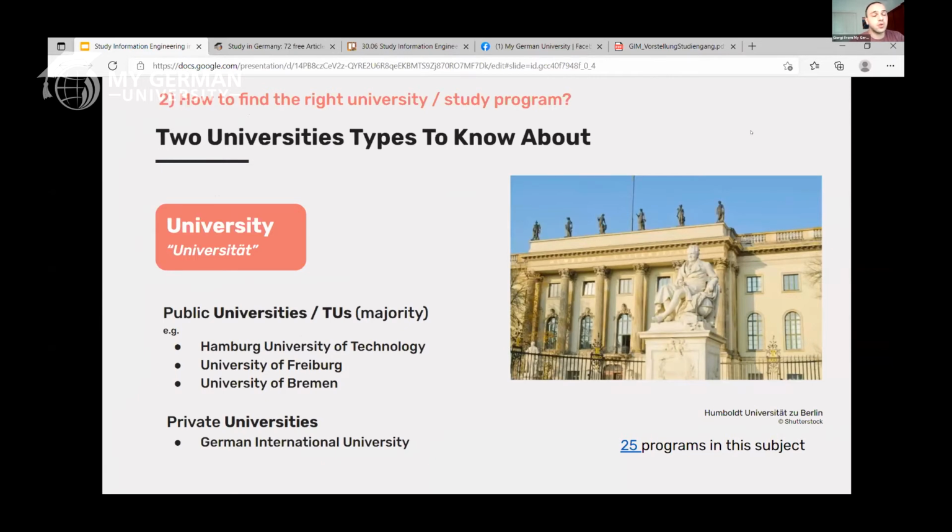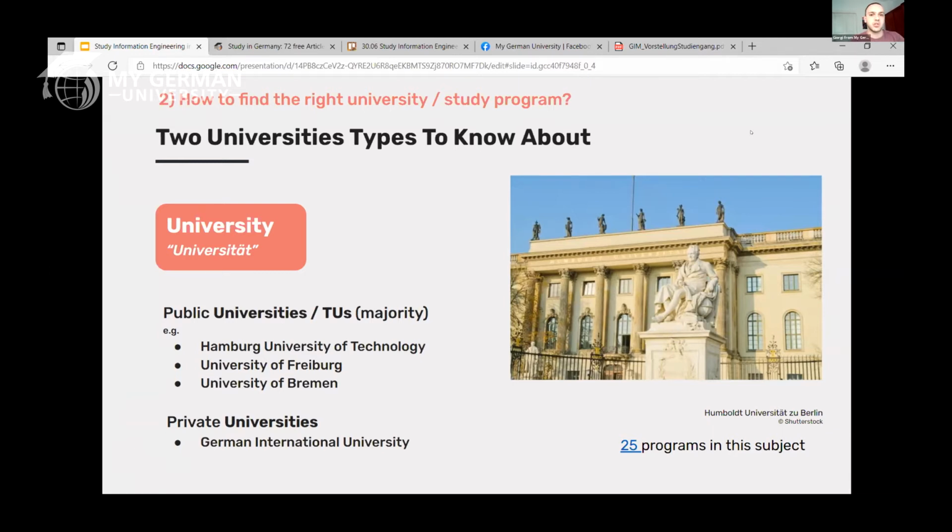Also, what we want you to know is that, roughly speaking, there are 2 university types that you need to know about. The first type is university, or Universität in German, and it's divided into public and private universities, and you can see some examples on the slide. By the way, public universities also encompass technical universities. If you go to our study finder and search for programs in information engineering or related programs offered by this type of university, called Universität, you will find 25 programs in this or a related subject.